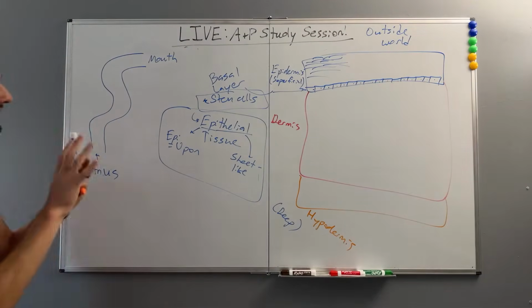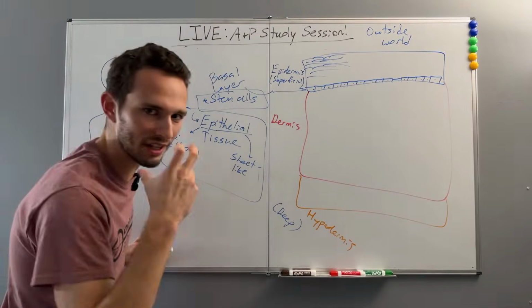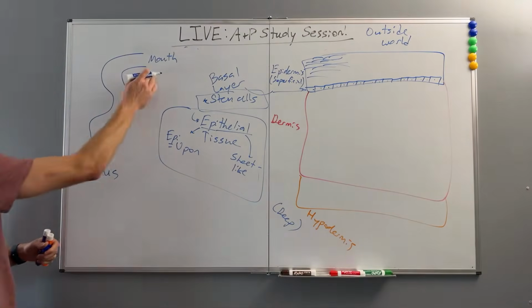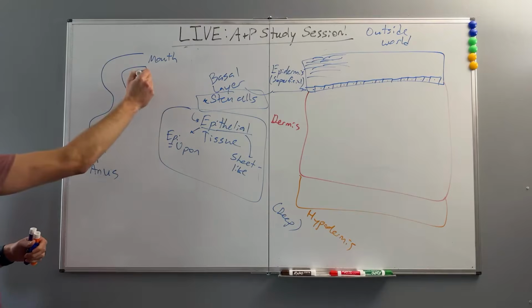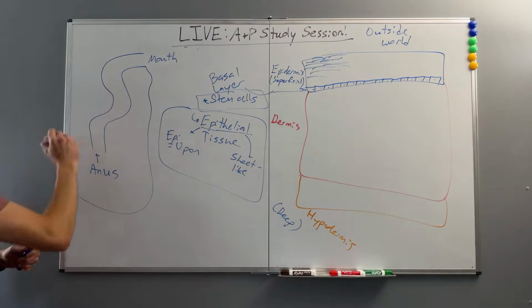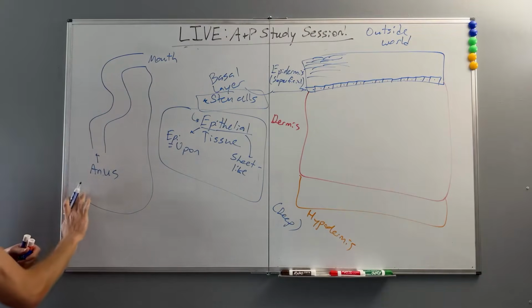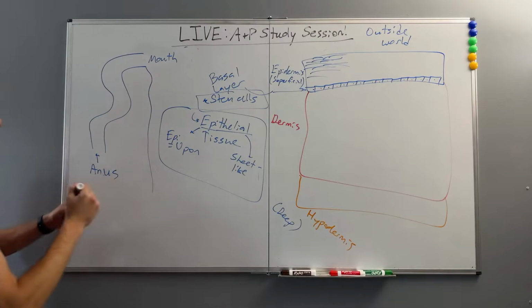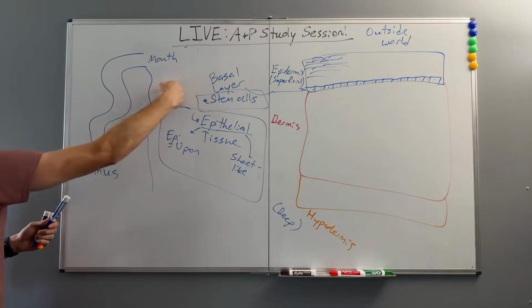Now, one core concept I really want you to notice is location here. Think of this. This is your mouth, right? And then throughout the rest of your body, you've got like your skin, okay? And so think about, this is all epithelial tissue. This is a terrible drawing. But if this is like your skin, this is outside world, right?